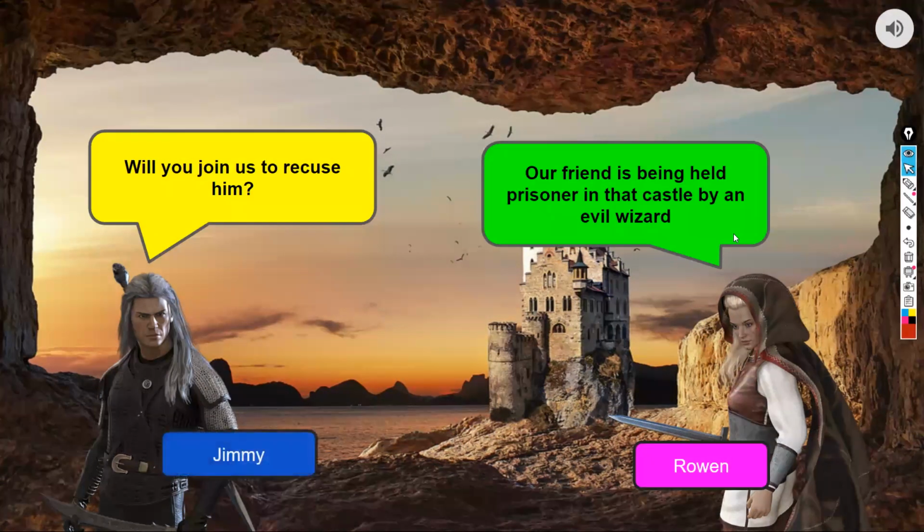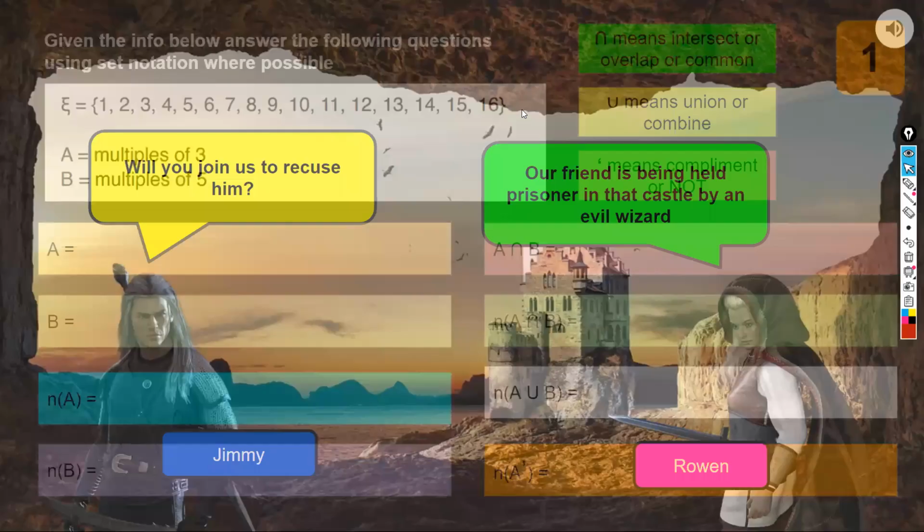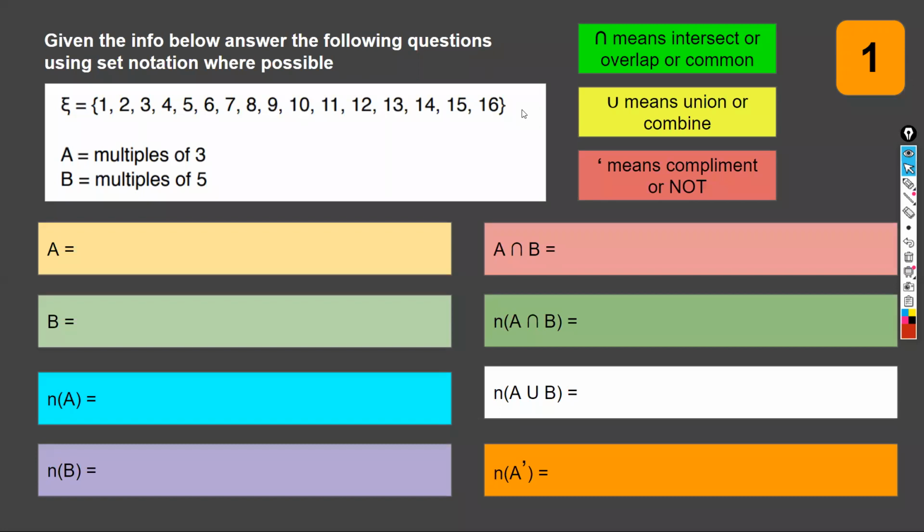Right, so I have two people here, Rowan and Jimmy, right? So remember their names, right? It's going to be important for the story later on. So let's start off with a few things.